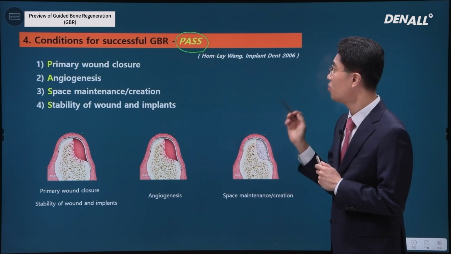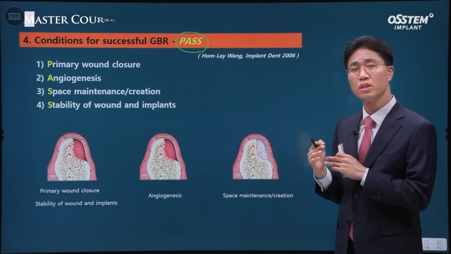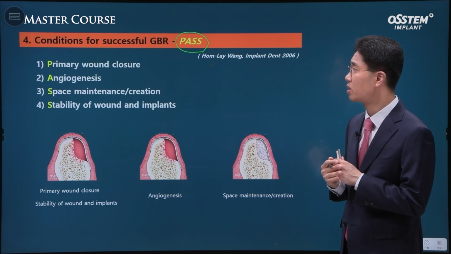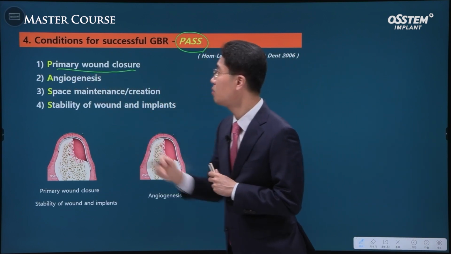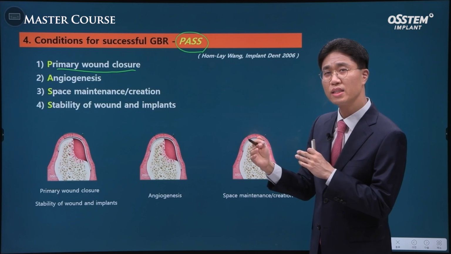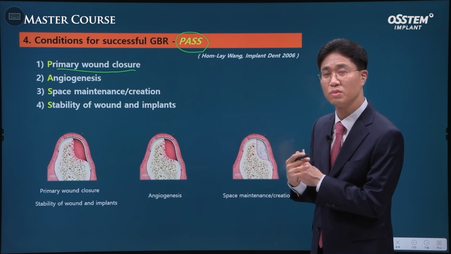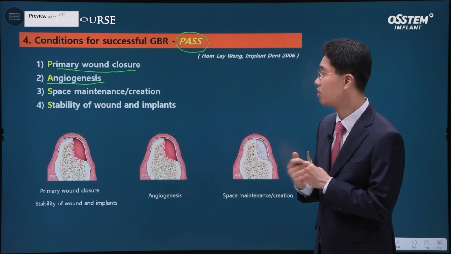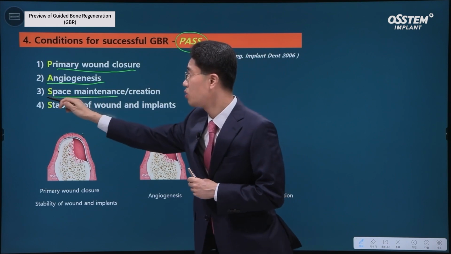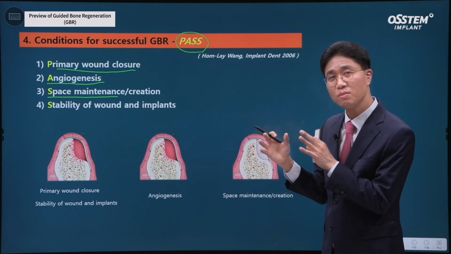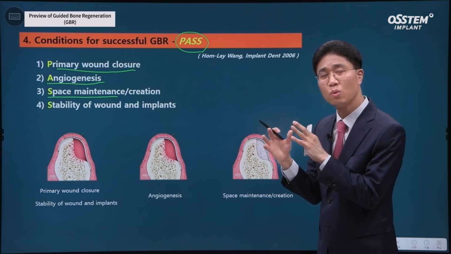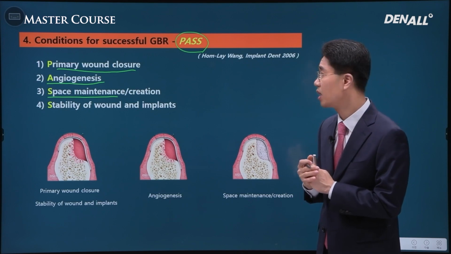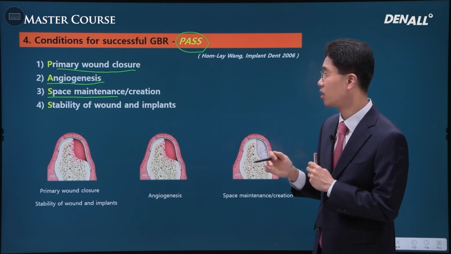In 2006, Honglei Wang named it PASS, P-A-S-S, an abbreviation of major principles that need to be abided by. First is primary wound closure. Second is angiogenesis. There needs to be good blood supply. Third, space maintenance. As mentioned, space needs to be well maintained in the area where we want to regenerate the bone in order to get the desired result. Therefore, space maintenance is very important.